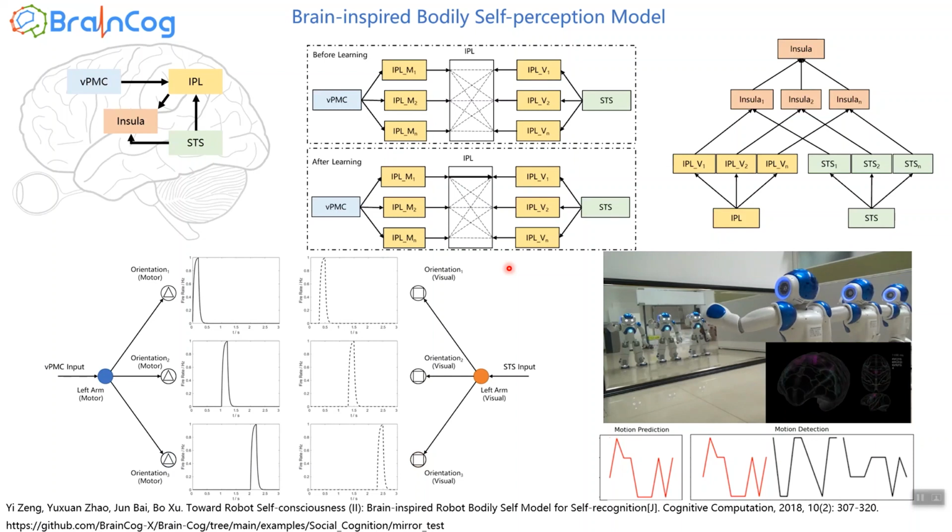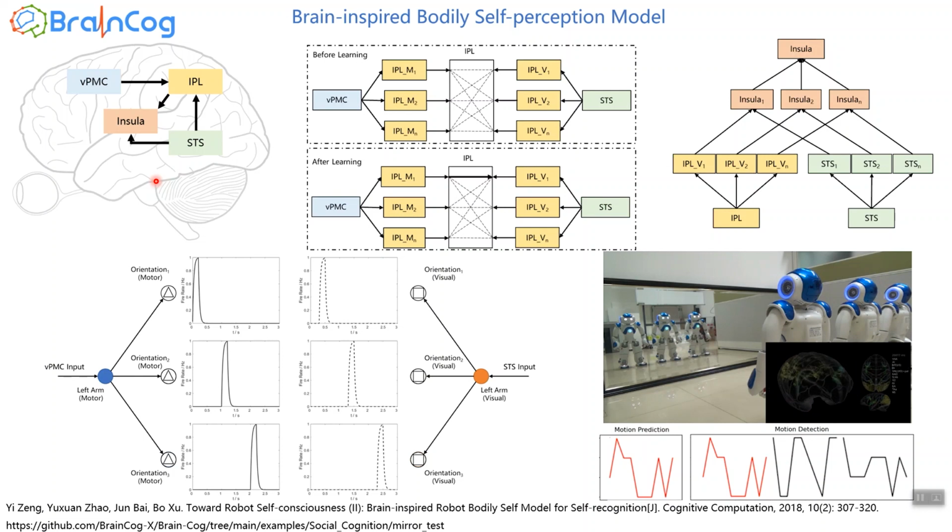Hello, this issue shares with you how to build a bodily self-perception model with BrainCog to achieve motor visual associative learning so that the robot can pass the mirror test. Combining the results of brain science and neuroscience in the field of self-perception, we proposed a brain-inspired bodily self-perception model.